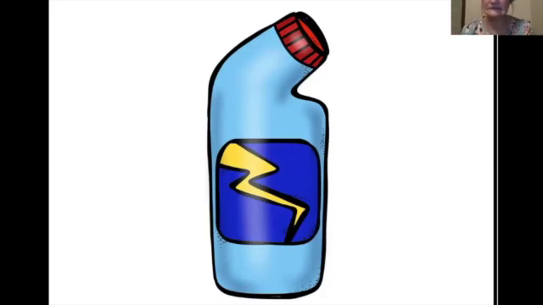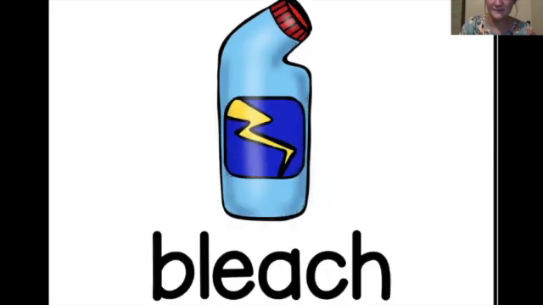Oh, what's this? A bottle? Oh, well, it can't be a bottle. What is that a picture of? Looks like a lightning bolt. Let's see. Bleach. So this is what they use to clean things so that they kill all the germs. A lot of cleaning supplies have bleach in it, and it helps to clean things and disinfect things.